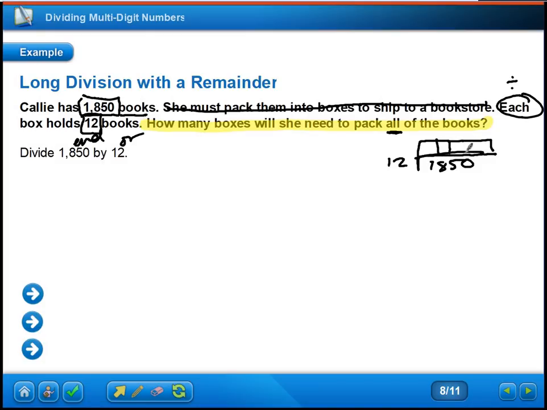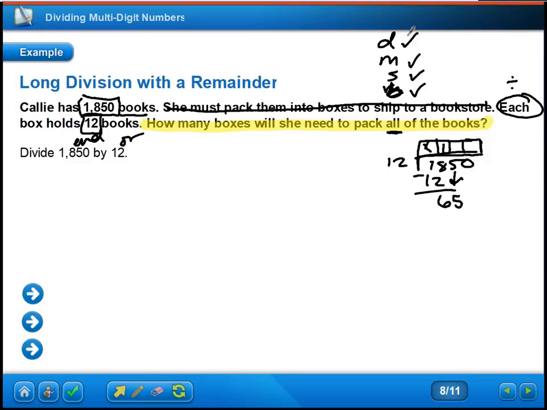Everybody gets a chair. 0 gets a very large chair, apparently. There we go. Now, I need to do my dirty monkeys smell bad. 12 can't go into 1, but it can go into 18 one time. 1 times 12 is 12. I subtract and I get 6. Now I have to bring down the 5.